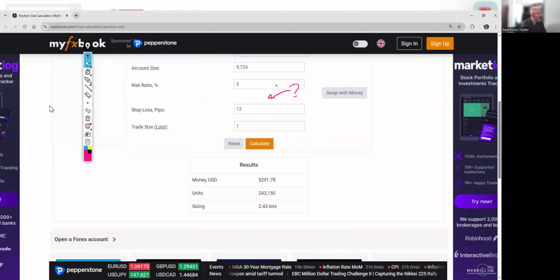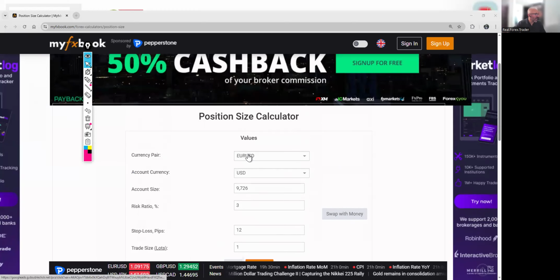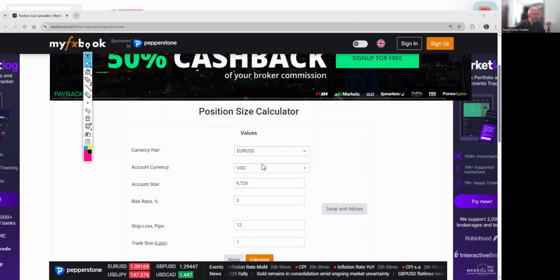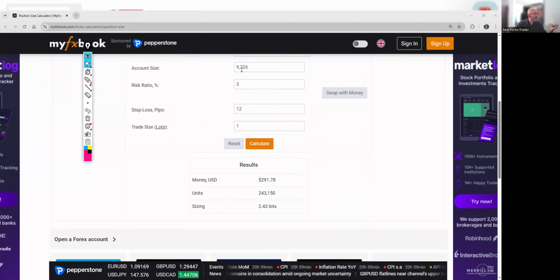So this website is showing me, based on the parameters that I set, okay, I'm going to trade American dollar versus euro dollar. My account size is 9,726.